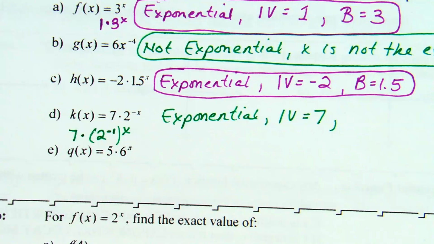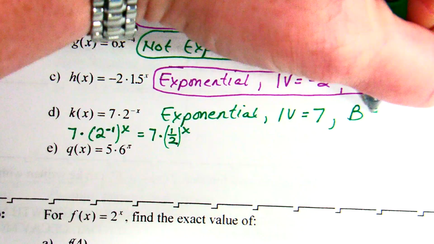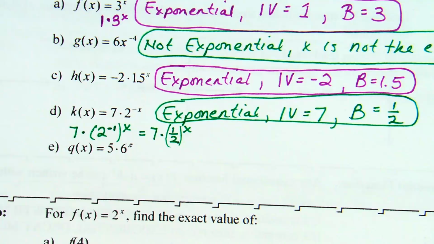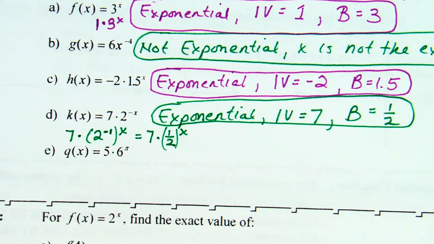So this is 7 times 1 half to the x, because 2 to the negative 1 is 1 half. So we have a base of 1 half. And if you really wanted to get technical and tell me your base is, excuse me, 2 to the negative first, that's equivalent. But just be careful whenever you give me initial values and bases, you have to make sure it's 2 to the power of x.